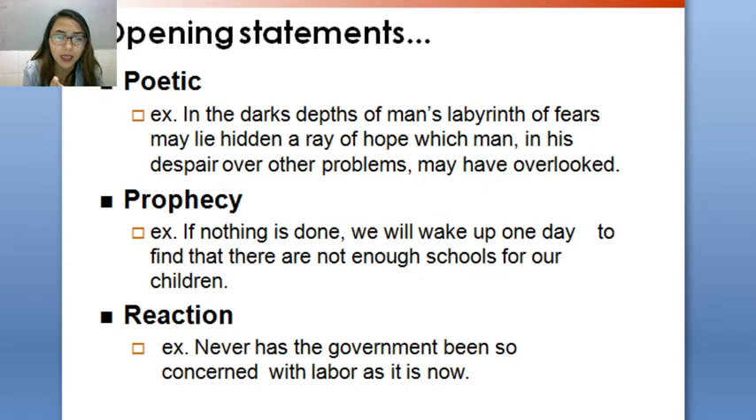It could be poetic then. In the dark depths of man's labyrinth of fears may lie hidden a ray of hope, which man in his despair over other problems may have overlooked. Love it. Kaya mas creative talaga pag editorial writer.